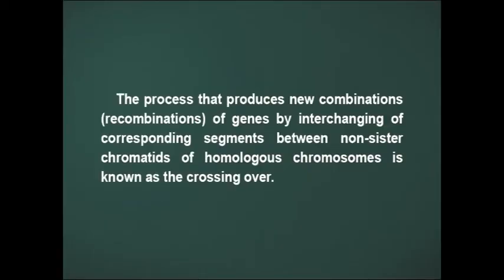Now let's come to crossing over. The linked genes that are present on the same chromosome are sometimes separated and form new combinations. The process that produces new combinations or recombinations of genes by interchanging of corresponding segments between non-sister chromatids of homologous chromosomes is known as crossing over.